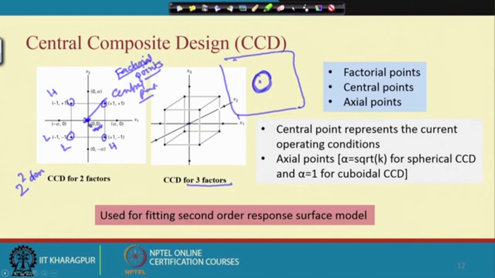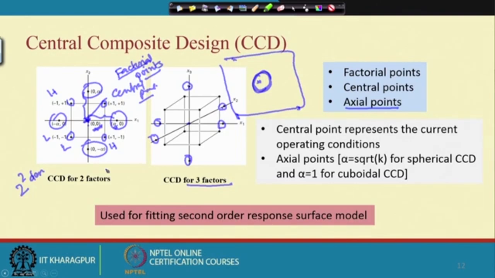And another one is that suppose you may think that only this low, high and center point is not sufficient to capture the totality. So, you may go for some other points called axial points. What does it mean? You may do an experiment here, here, here, as well as here. Or in this particular case, this one, this one, this one, this one. So, axial point means that from the center it is alpha distance apart on both the axes, x1 and x2 axis.